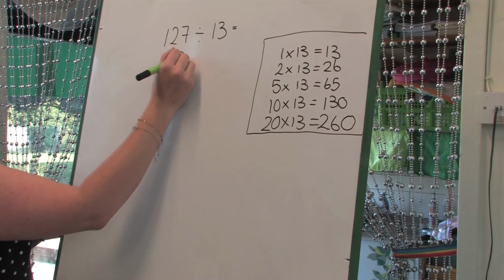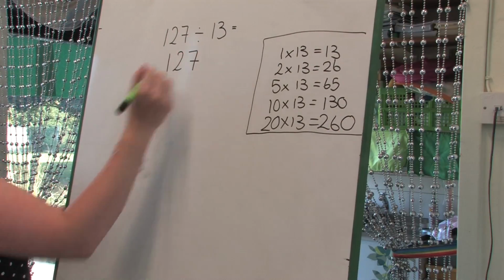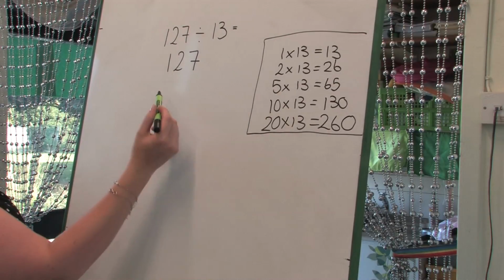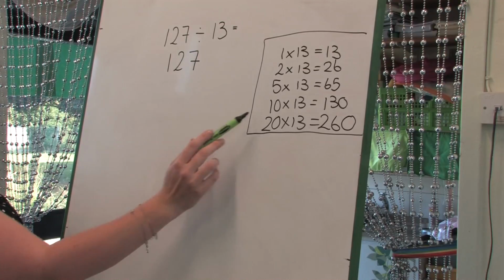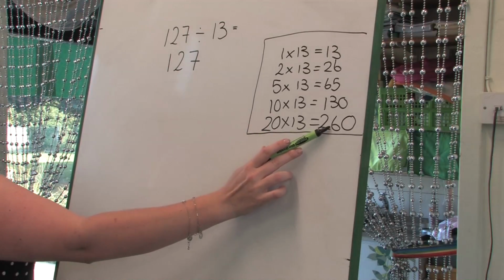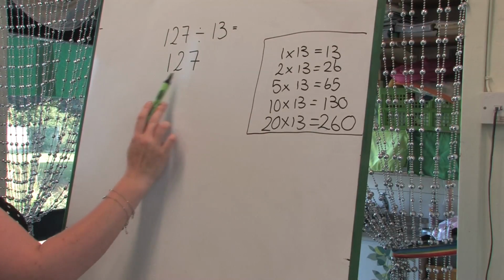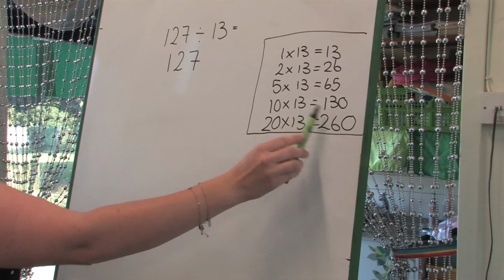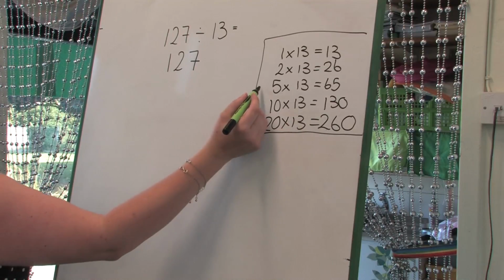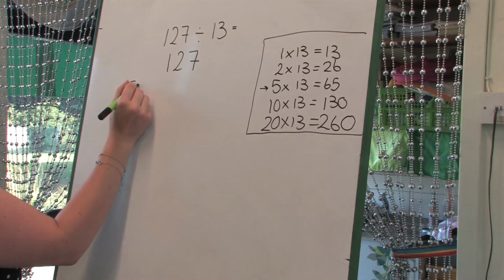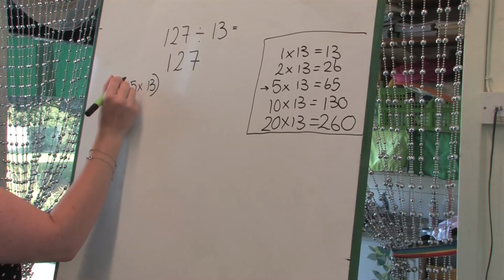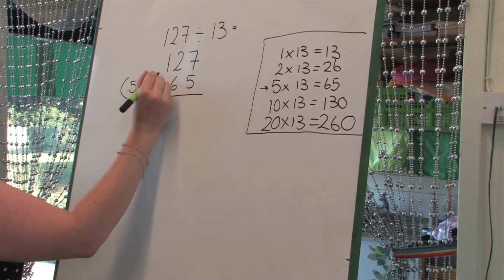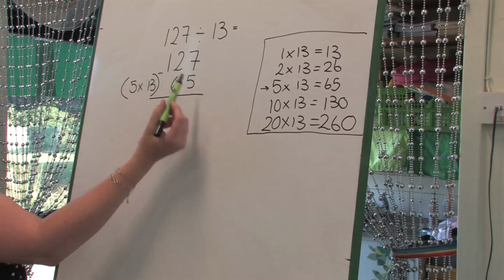So we start with the number that we want to divide, so 127. What chunk can we take away that's going to get us as close to 0 as possible? 20 times 13 is 260, that's too much, we haven't got that amount to take away. And 10 times 13 is too much, so we can't use that chunk. So we're going to have to look at the 5 times 13. I'm just going to put that in brackets, which is 65. And we need to then take that number away using our column that we've learnt from earlier.